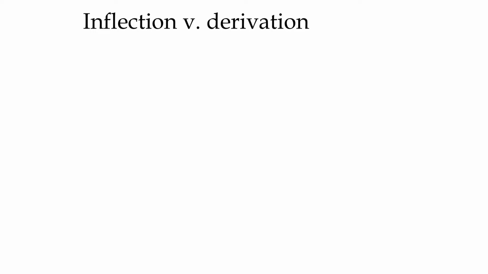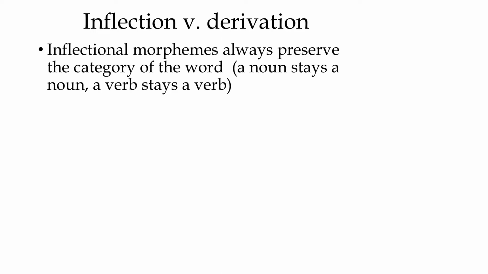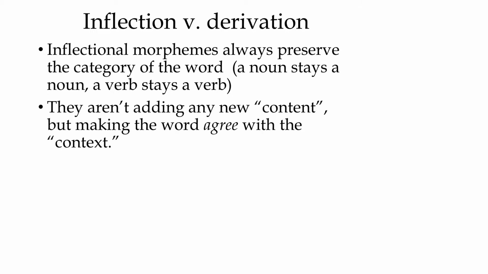There's basically 2 types of them. There's inflectional morphemes versus derivational morphemes. So inflectional morphemes always preserve the category of a word. If it attaches to a noun, the end result will also be a noun. If it attaches to a verb, the end result will also be a verb. If it attaches to an adjective, the end result would also be an adjective.